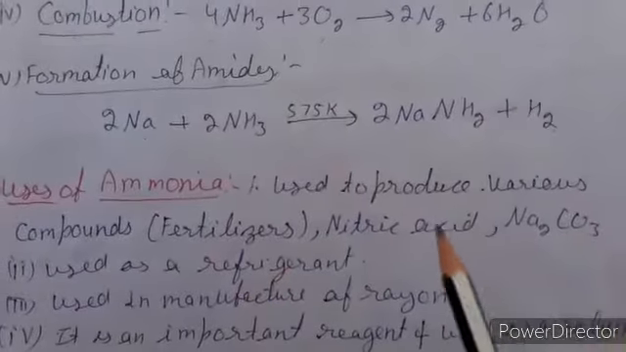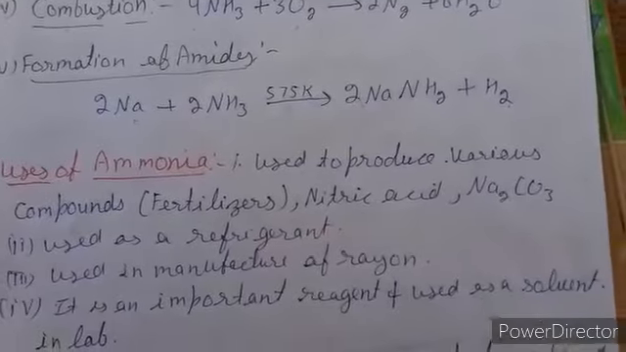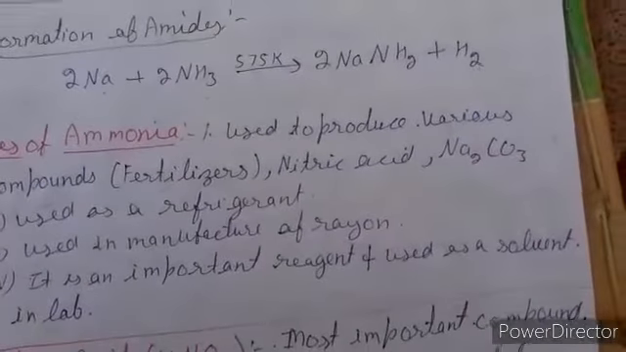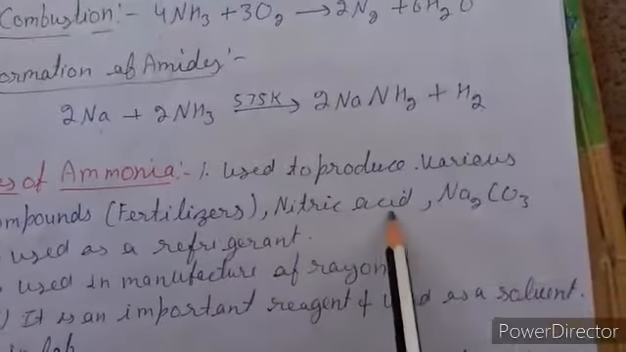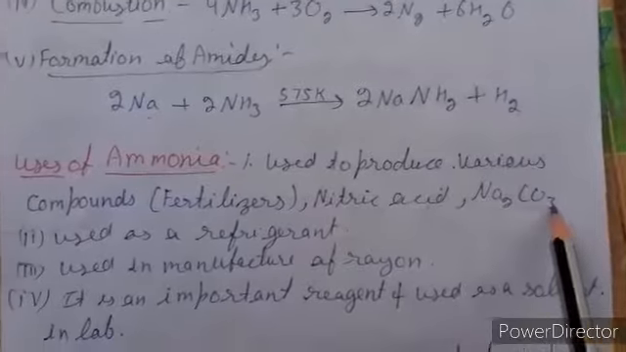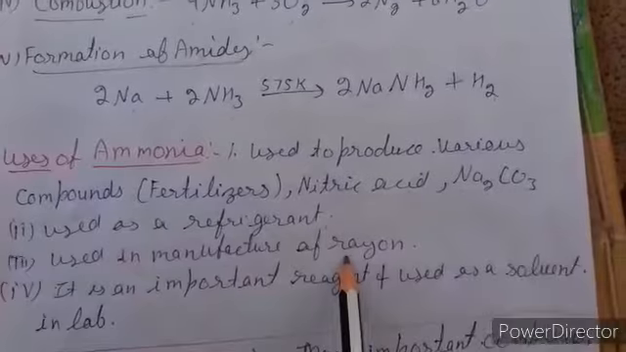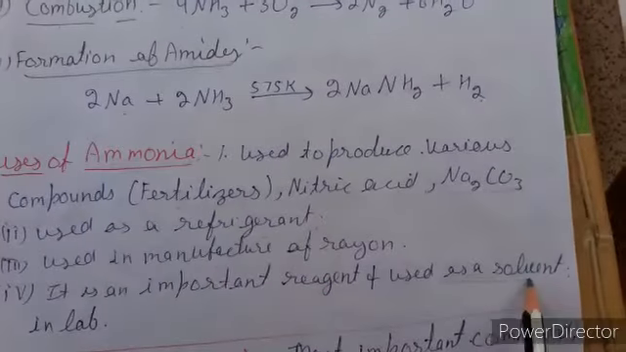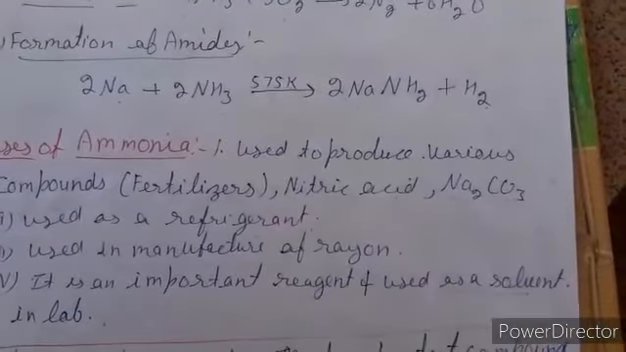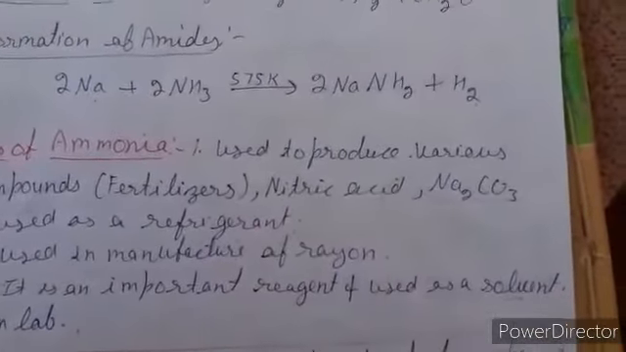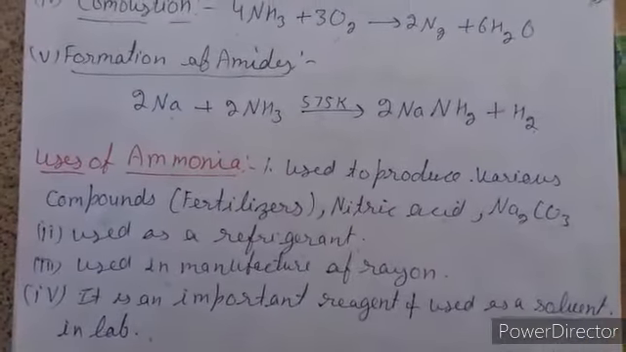gas. So what are the uses of ammonia? It is used to produce various compounds like fertilizers, ammonium phosphate, ammonium sulfate, urea. It is also used for the preparation of nitric acid and sodium carbonate. It is used as a refrigerant. It is used in the manufacturing of rayon polymer. It is an important reagent and also used as a solvent in laboratories. It is also used for preparing various nitrogenous fertilizers. So this is your most important compound of nitrogen, that is ammonia.